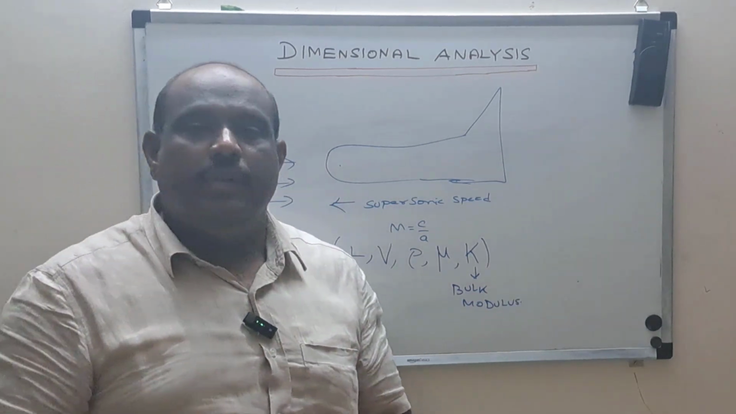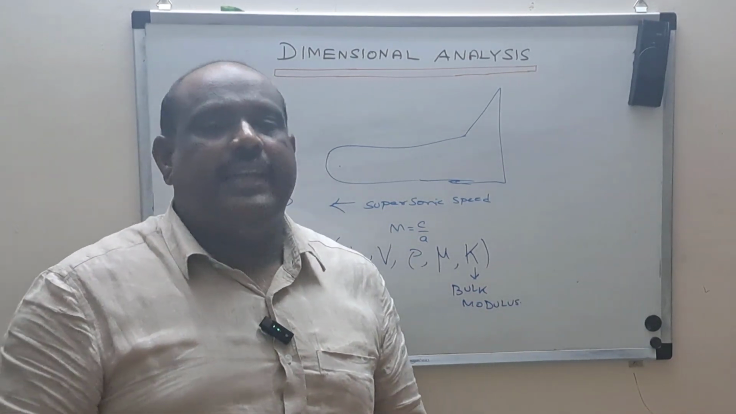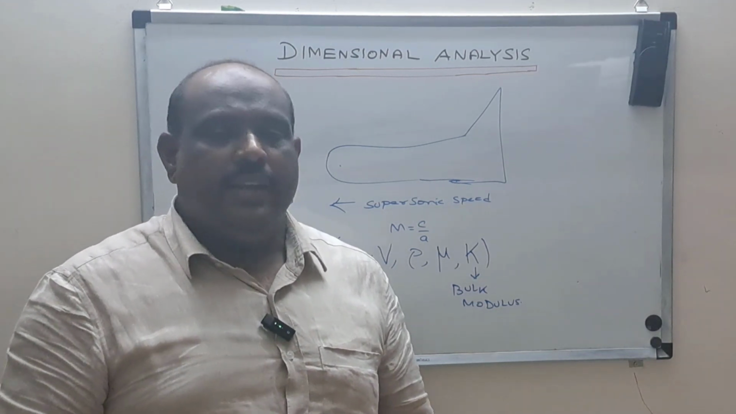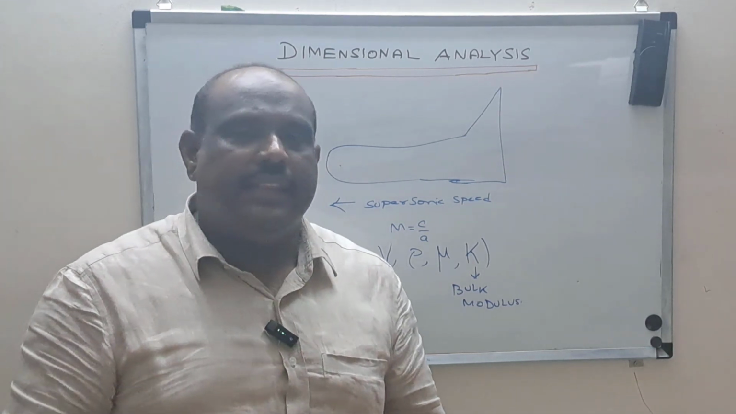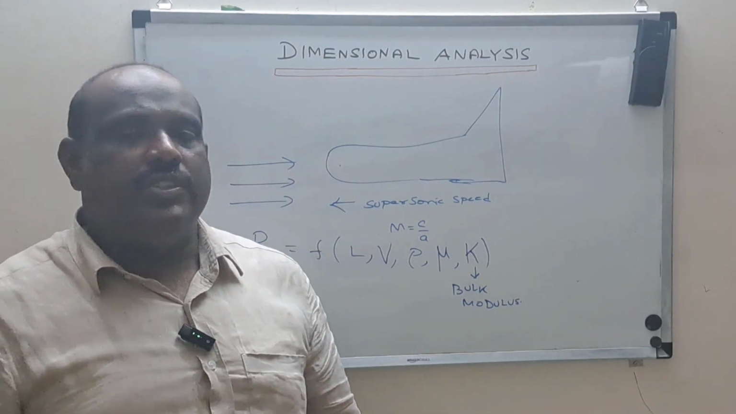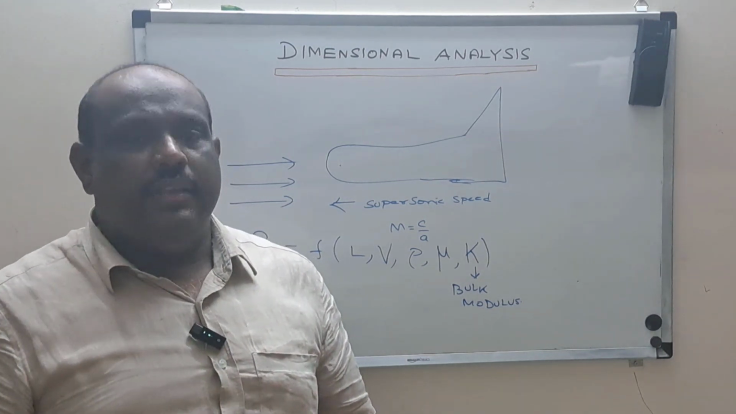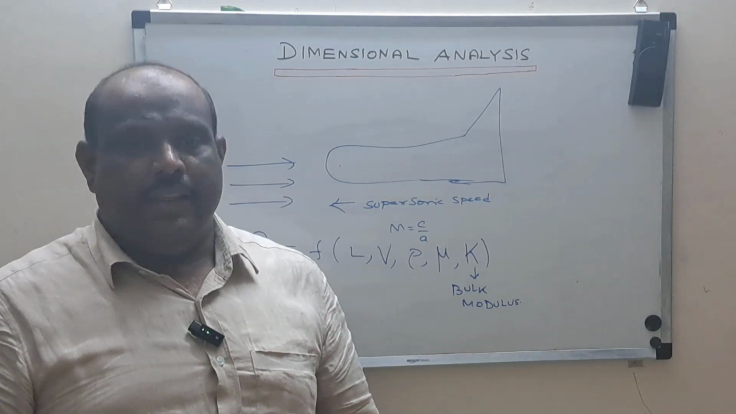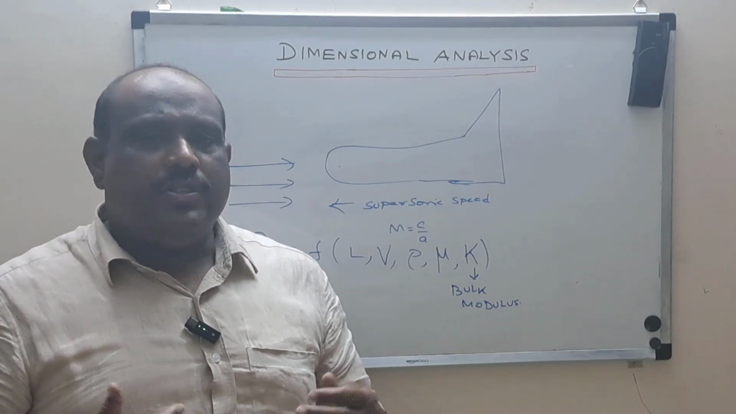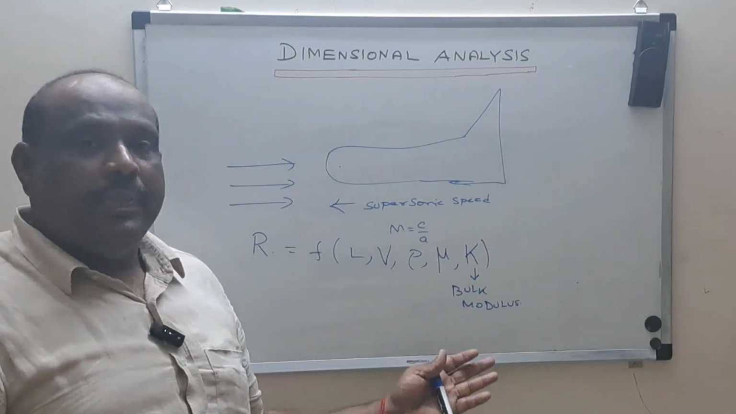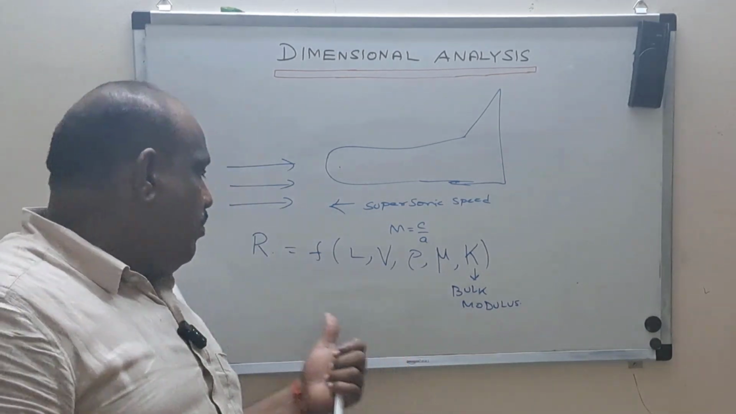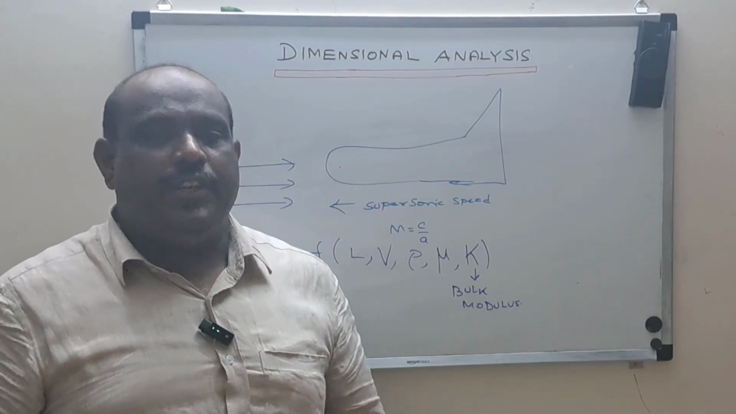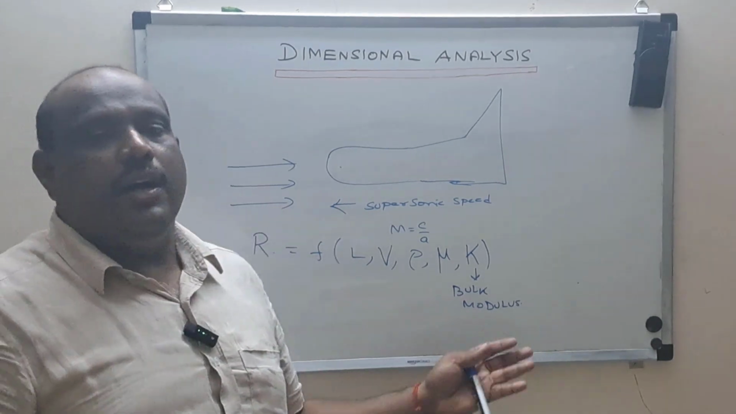Now in the problem, they will define that when a flight is flying at supersonic speed, the resistance offered to this flight depends upon various parameters, namely the length of the flight, the velocity at which it travels, the density of the air, the viscosity of the air, as well as the bulk modulus of the air. So they will give a relationship like this. Now it's very difficult to consider which parameter has more influence on the resistance offered to the flight. So we are unable to come to a common decision: which will have more influence, whether length or mu or rho.